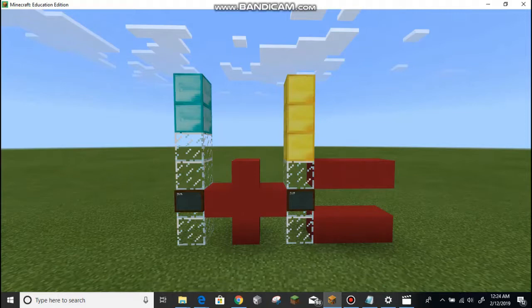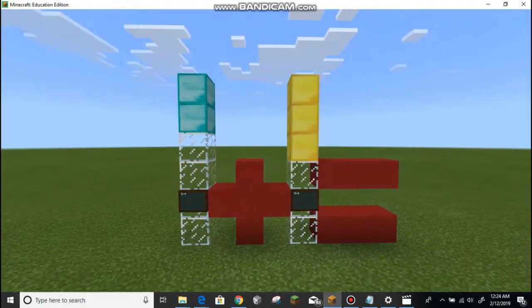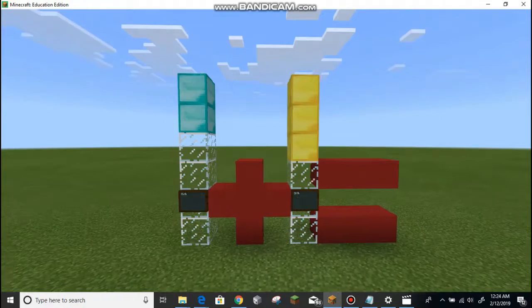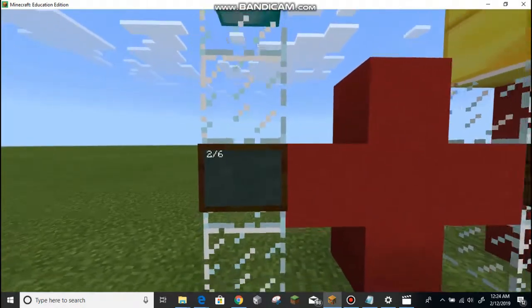Alright, let's take a look at our first problem here. This is fractions with the same denominators. Take a look and guess what two fractions are being added. Pause the video and come back when you have a guess. Welcome back. Over here we have 2/6.